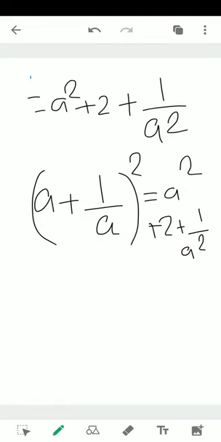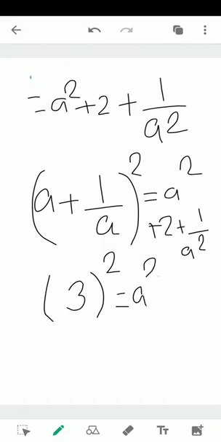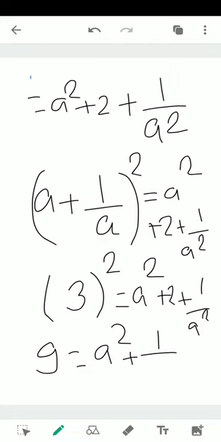So (a plus 1 by a) was nothing but 3, so 3 whole square equals a square plus 2 plus 1 by a square. So 3 square can be written as 9, and I can send this 2 to this side. So it will become 9 minus 2, which turns out to be 7. So finally I got the value of a square plus 1 by a square as 7. So this is how we apply the formulas. Thank you. So let us end this video over here.